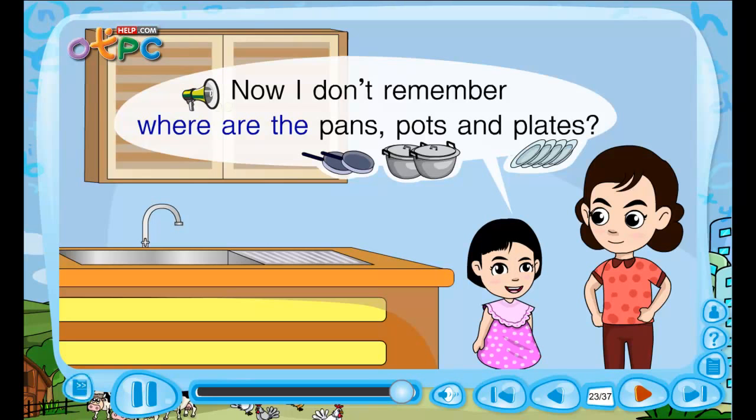Now I don't remember where are the pans, pots, and plates.